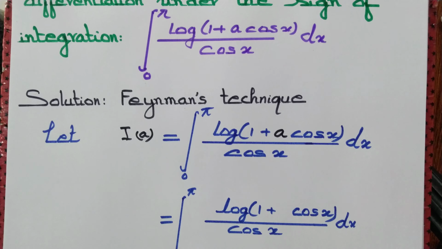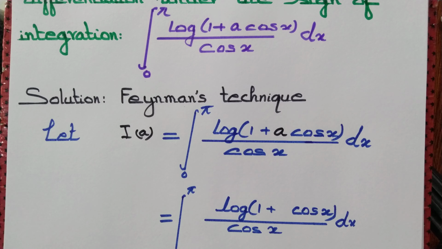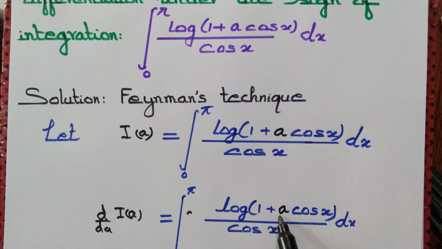Now we will apply the technique of differentiation under the sign of integration. So let's differentiate both sides with respect to a, so dI/da. How about the right hand side? The technique says that if you differentiate and then integrate, or integrate and then differentiate, the result will be the same. However, we have two variables a and x, so we differentiate partially with respect to a. Okay, so far so good.